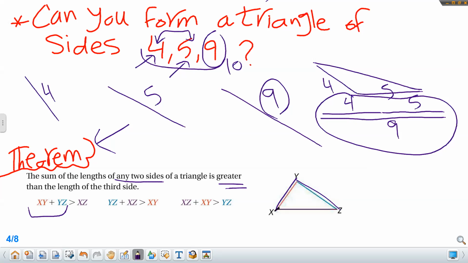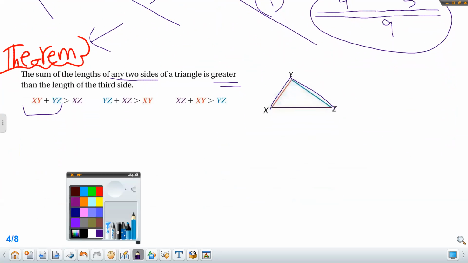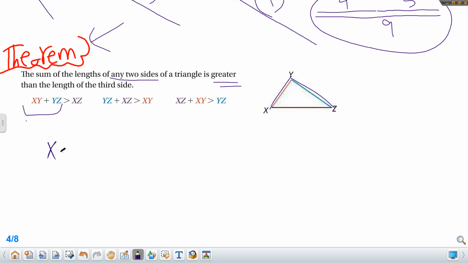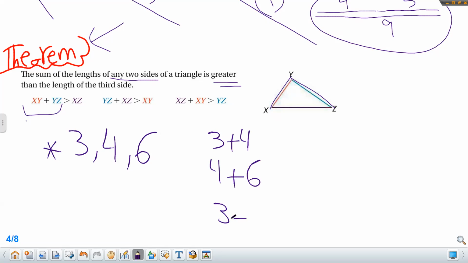Okay, but if I ask you for another example, 3, 4, 6. Do these line segments form a triangle or not? Ask yourself. Add each pair of two sides. For example, 3 plus 4, then 4 plus 6, then 3 plus 6. 3 plus 4 is what? 7, yes. Bigger or smaller than the third? Yes, 7 is bigger than 6.